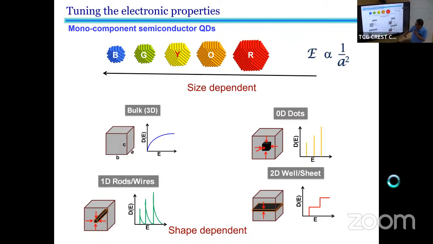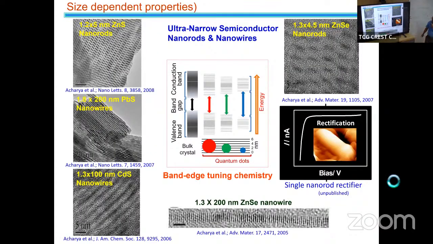For example, a bulk three-dimensional crystal usually gives a continuous density of states. A zero-dimensional quantum dot, which is confined in all 3 dimensions, gives a delta-like function. One-dimensional wires give spike-like functions, and two-dimensional sheets give a staircase-like density of states. So it all depends on how the charges are confined in all dimensions. This is basically called band edge tuning.